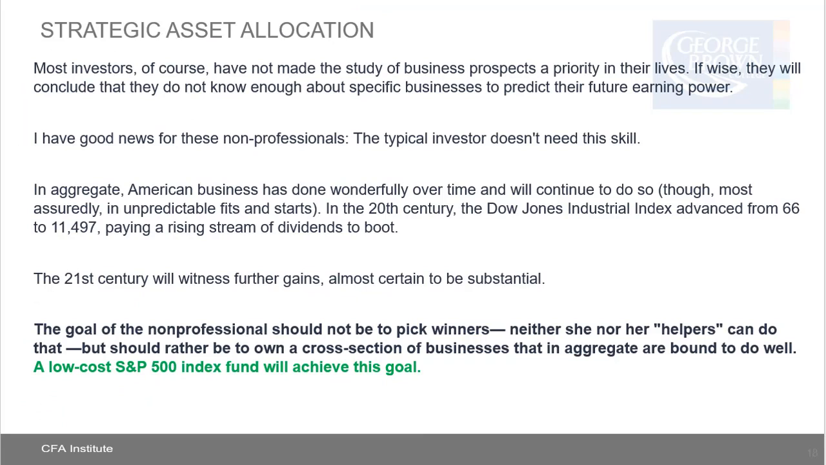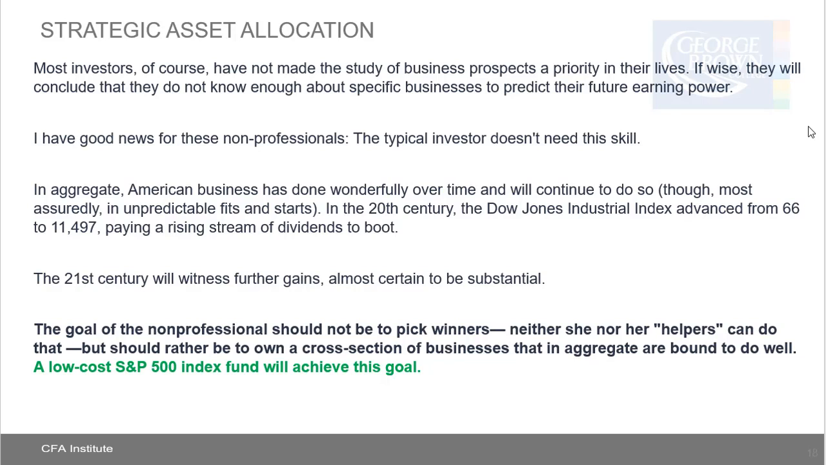So we're going to be moving on to tactical asset allocation. But before we do that, I just want to inject a couple of quotes here from Warren Buffett. Warren Buffett said that most investors, of course, have not made the study of business prospects a priority in their lives. If wise, they will conclude that they do not know enough about specific businesses to predict their future earning power. I have good news for these non-professionals. The typical investor doesn't need this skill. In aggregate, American business has done wonderfully over time and will continue to do so, though most assuredly in unpredictable fits and starts.